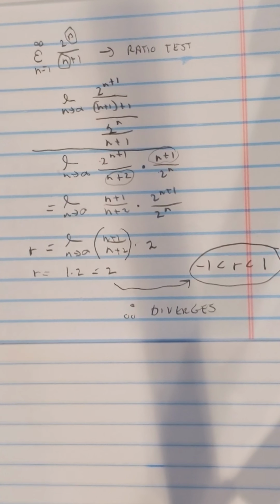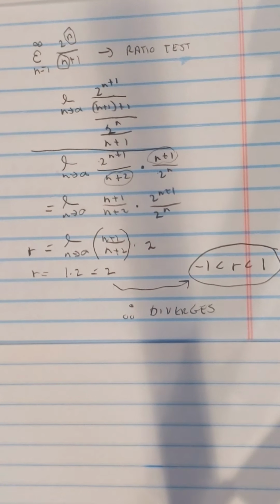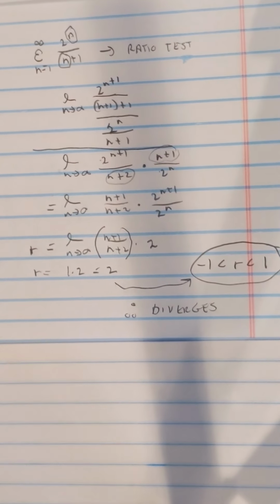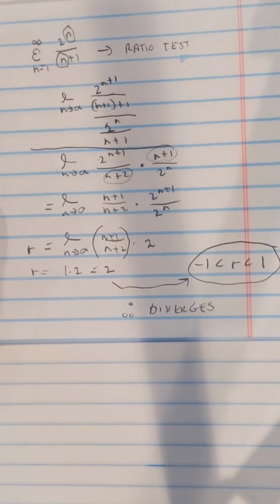So either way you did it, I like the nth term test right away sometimes if I'm not sure what else to do, because the nth term test can allow me to determine it's divergent quickly and efficiently.